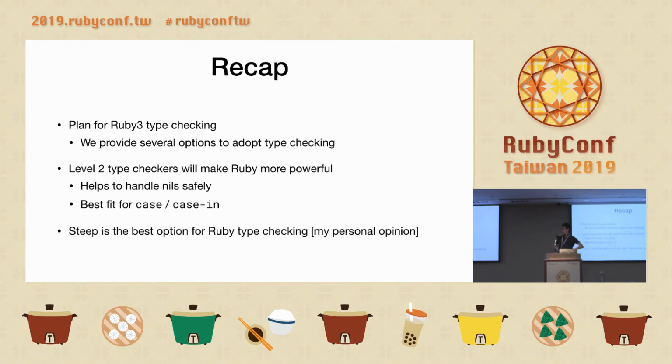Okay, so this is the last slide. I explained the plan for Ruby 3 type checking. I explained what we are doing, how we are doing that, and I explained several options, how you can adapt to type checking. And I explained some of the benefits of level 2 type checking. It will detect some of the bugs in Ruby programs, and it will help to handle the nils safely.